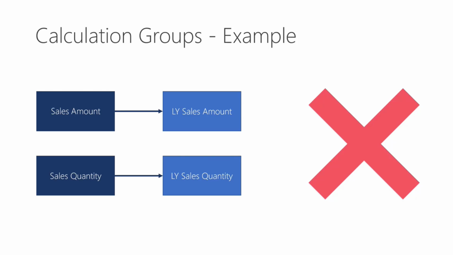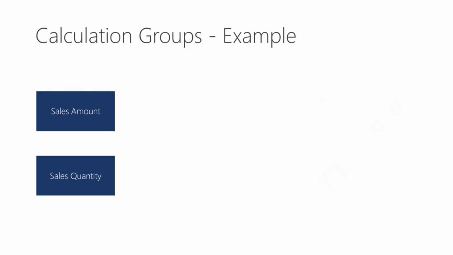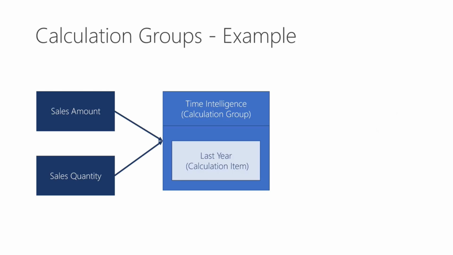Now, let's look at how this kind of change request would be fulfilled with calculation groups. Firstly, as usual, you would have the base measures in the data model called sales amount and sales quantity. And these base measures would be referring to a calculation group that's created, called time intelligence. This calculation group would have a calculation item which would store the repeating logic, the last year logic that should be used to provide last year analytics.